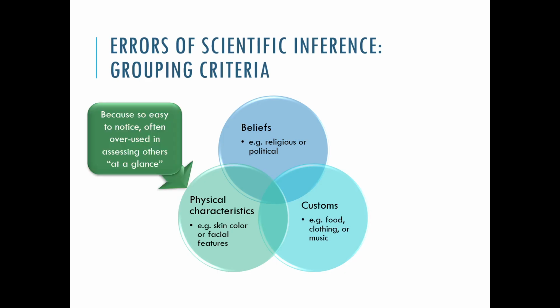Because it's so easy to notice physical characteristics, that has been a really common grouping criterion, where we put people together based on skin color, we put people together based on hair texture or color, or eye color or shape, or these kinds of physical characteristics, height or sex, or other kinds of things. It's so easy to assess people just at a glance when we're doing physical characteristics that we don't have to look any deeper to figure out if there's something more important that differentiates these people.